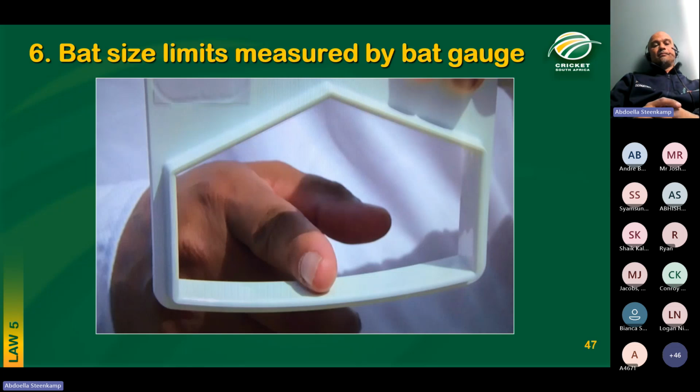and do equipment or bat inspection. They'll put the various bats through the gauge. If the bat goes through the gauge, it's then a legal bat. If it does not go through the gauge, then that bat is not legal.